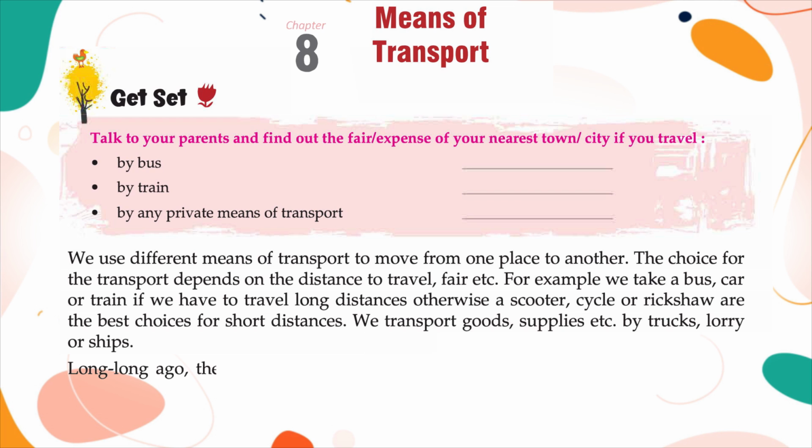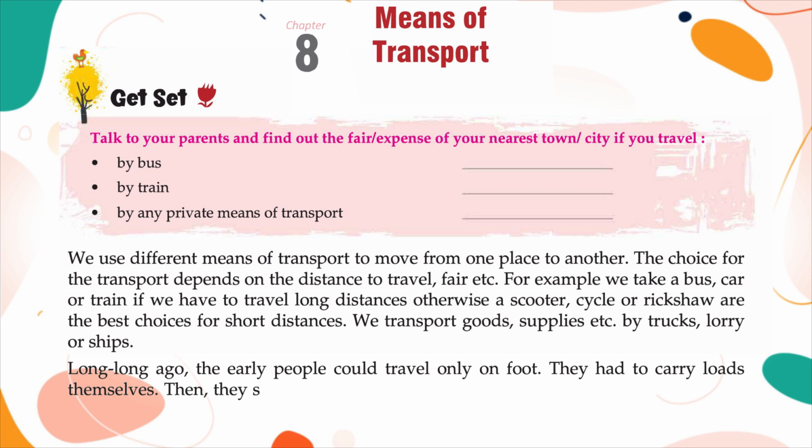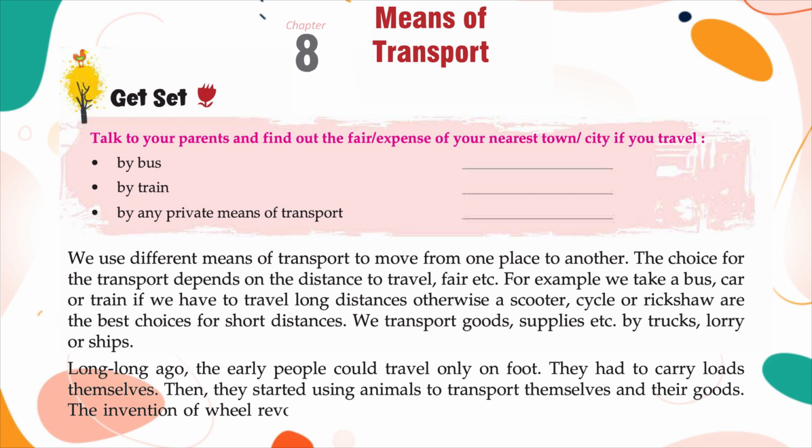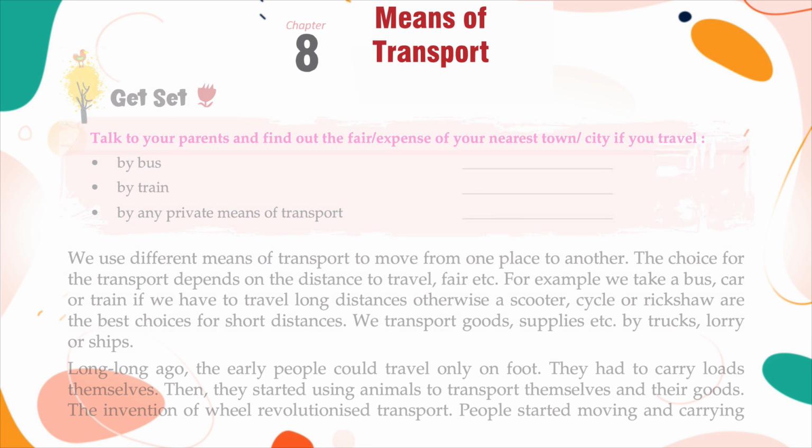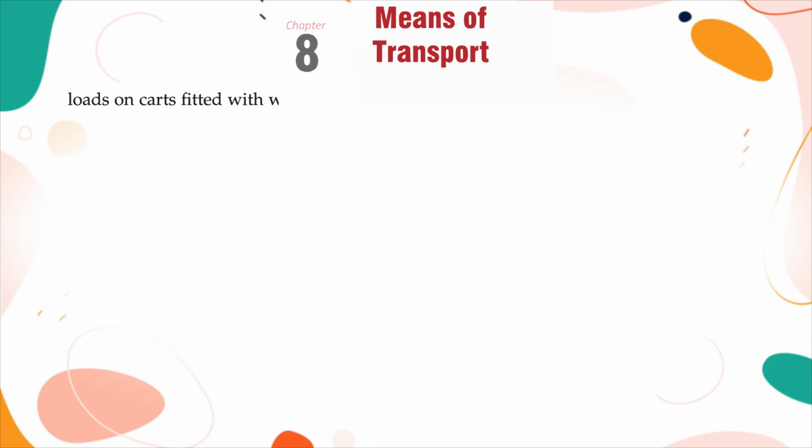Long ago, the early people could travel only on foot. They had to carry loads themselves. Then they started using animals to transport themselves and their goods. The invention of the wheel revolutionized transport. People started moving and carrying loads on carts fitted with wheels. These were pulled by people or animals.